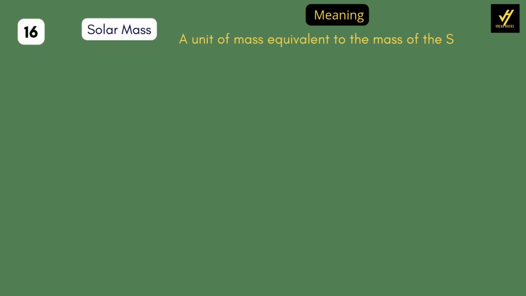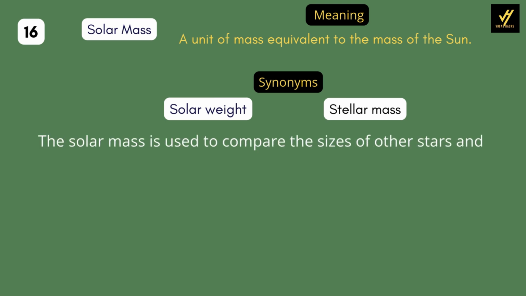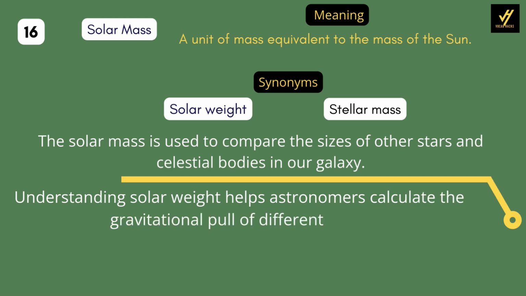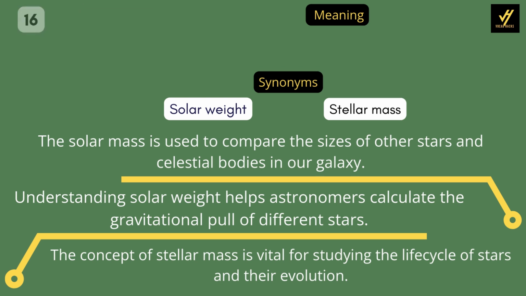Solar mass, a unit of mass equivalent to the mass of the Sun. Solar weight, stellar mass. The solar mass is used to compare the sizes of other stars and celestial bodies in our galaxy. Understanding solar weight helps astronomers calculate the gravitational pull of different stars. The concept of stellar mass is vital for studying the life cycle of stars and their evolution.